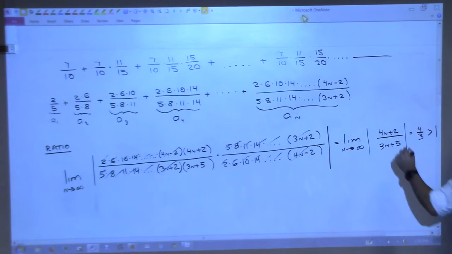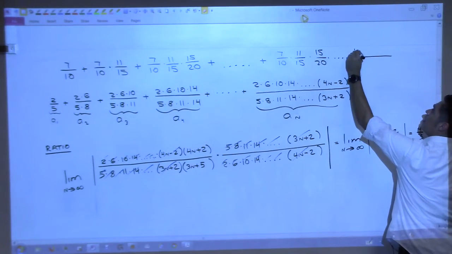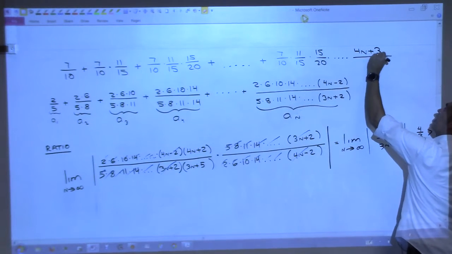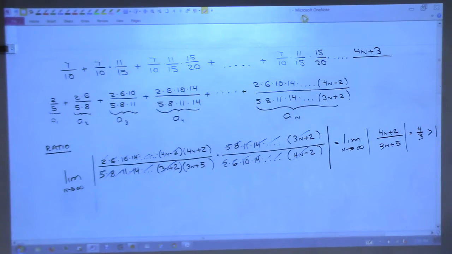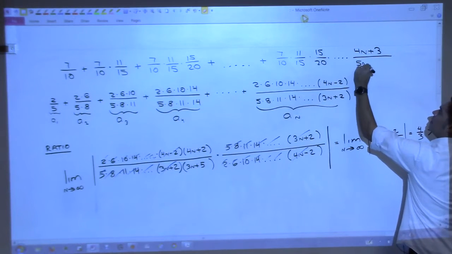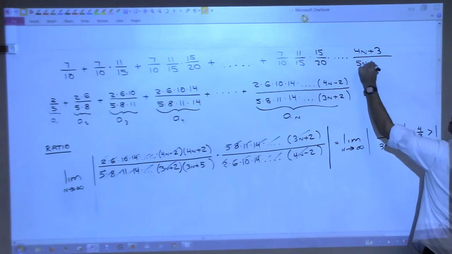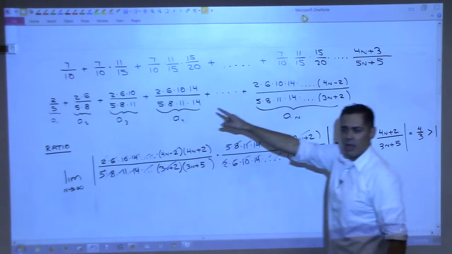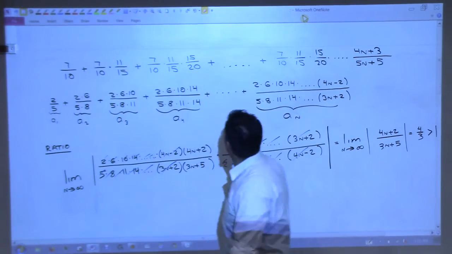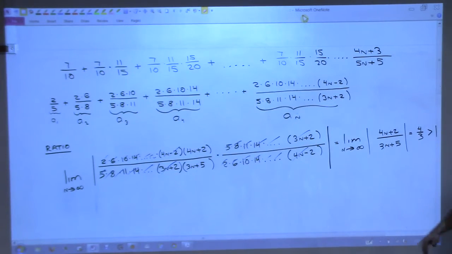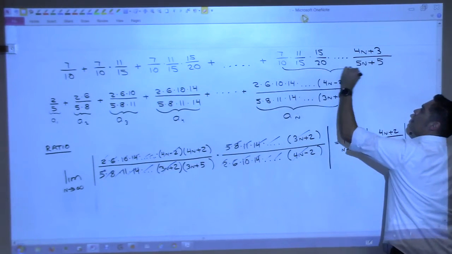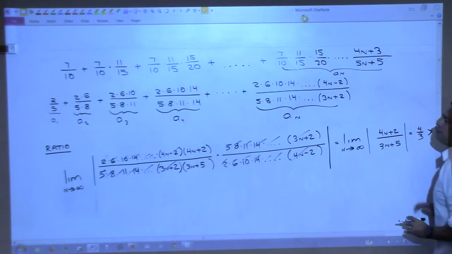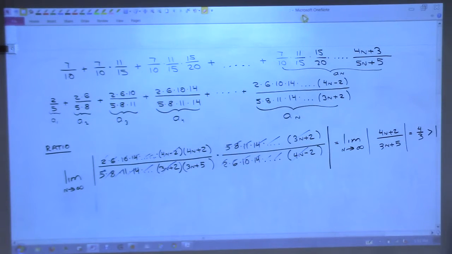It's jumping by 4 each time, right? So 4n plus 3, because if you start out at 1, that would give you 7. And then the bottom one, 5n plus 5, because when you plug in 1, you get 10, and that would give you that very first one. That would be it right there. So this right here is your a sub n. And then if you want to know if it converges, you do the ratio test on that. Kind of makes sense?